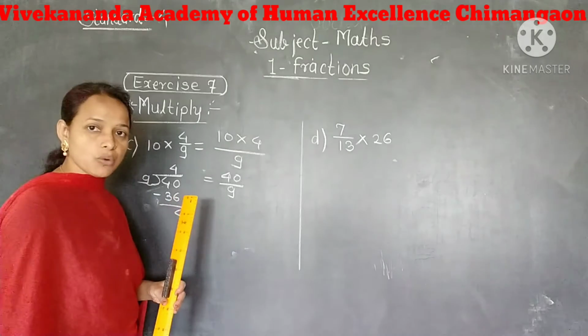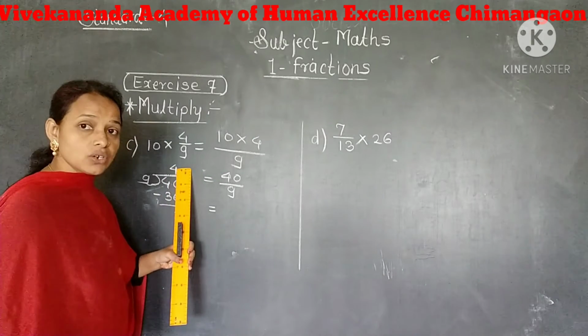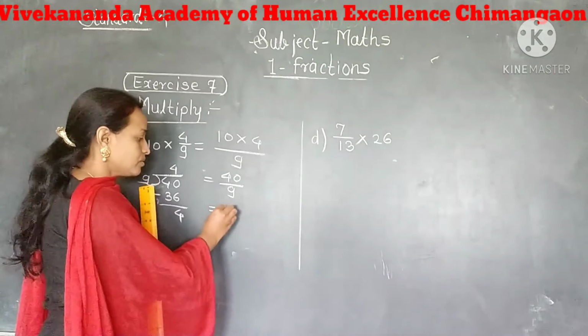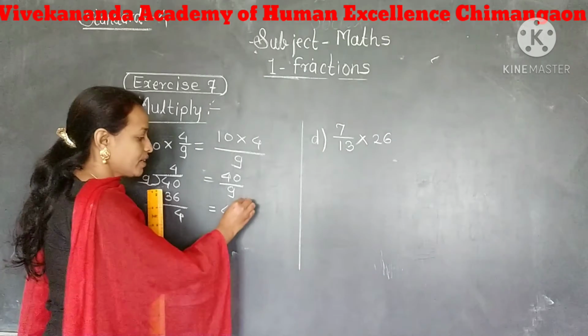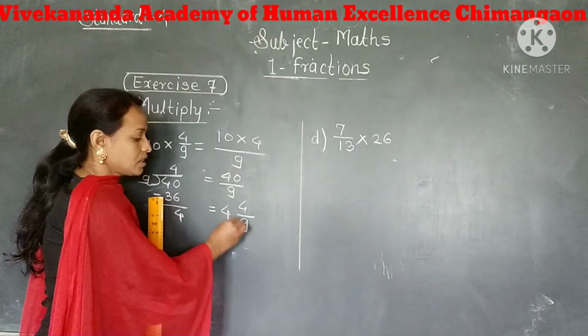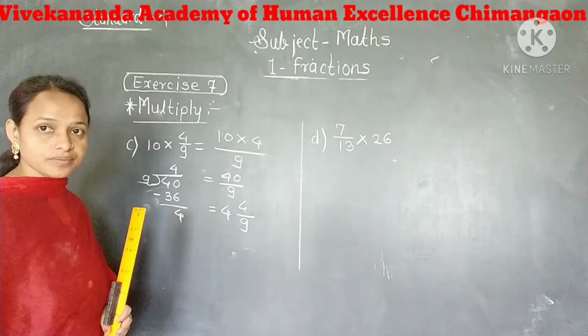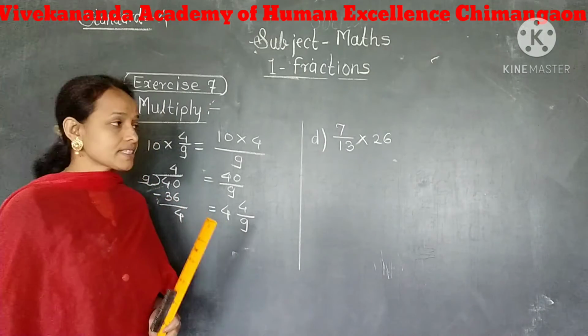Now we write this improper fraction as a mixed fraction. The quotient 4 is the whole number, the remainder 4 is the numerator, and the denominator is 9. Okay. Now we will solve the next example.